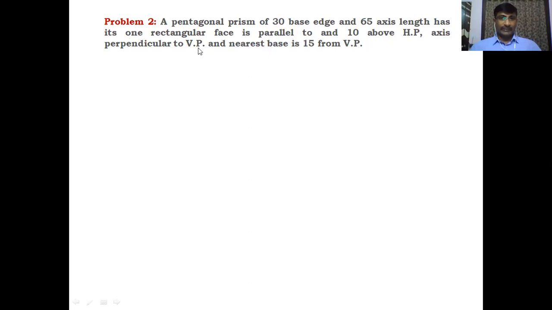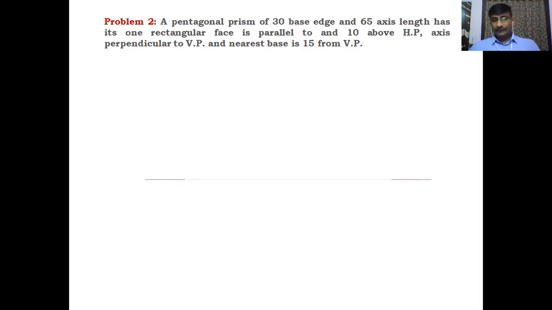In this, the axis is perpendicular to VP. Whenever the axis is perpendicular to the VP, the front view is visible as a pentagon. You must draw the front view first, and the front view is always above XY. Draw the pentagon above XY with one base edge of the pentagon at a distance of 10 mm from HP, which is also parallel to XY. A rectangular face parallel to HP means one of the base edges is parallel to XY, at a distance of 10 mm from the XY line.